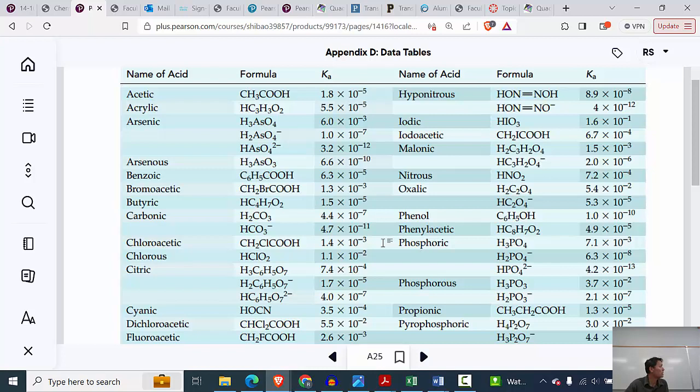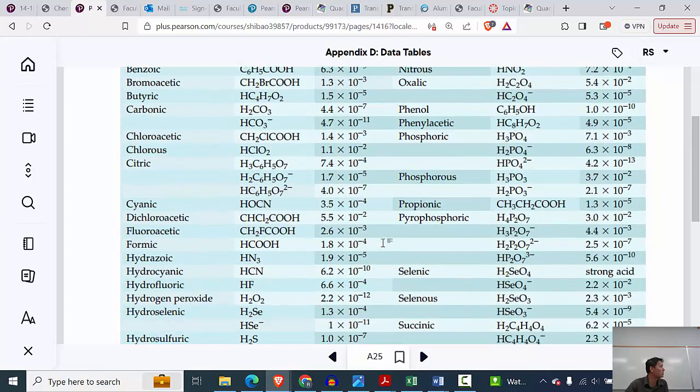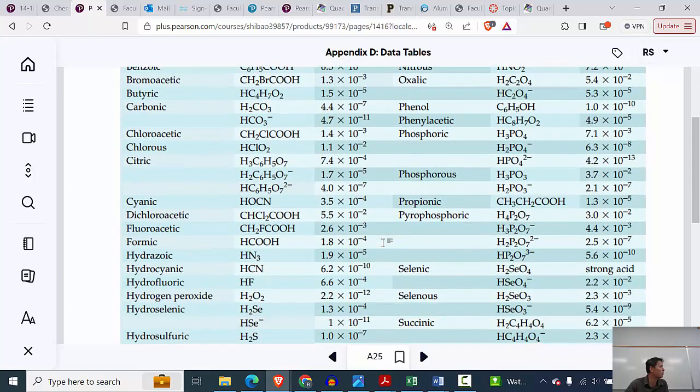Of course, there are weaker acids than this. Like alcohols, if we threw alcohols on this, the Ka values for those are way smaller than this. Methane's Ka is incredibly small. In fact, methane's Ka is so small that it's kind of negligible. And so this is still a decent acid. So this is one of the weakest.